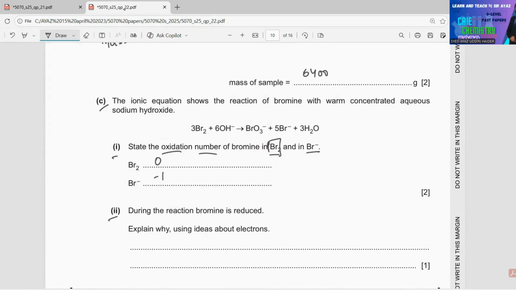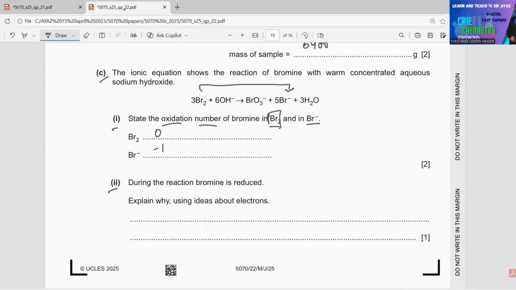During the reaction, bromine is reduced. Explain why using ideas about electrons. You see, Br2 is reduced to Br minus. You see the charge on Br? It's carrying minus charge, which means it has gained electrons. So you will write bromine gains electrons.